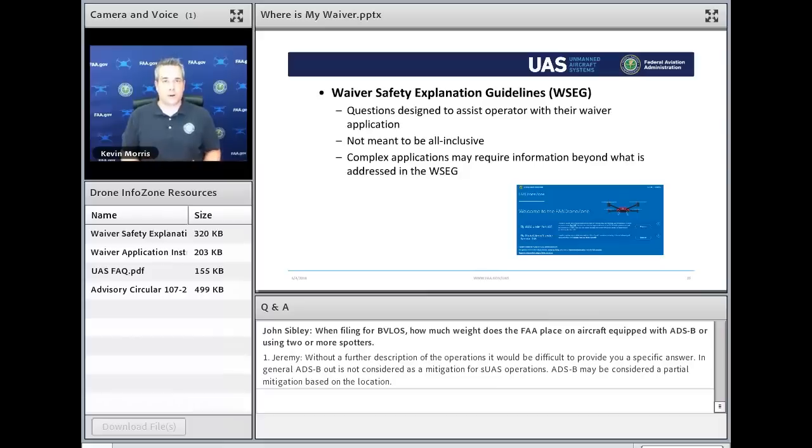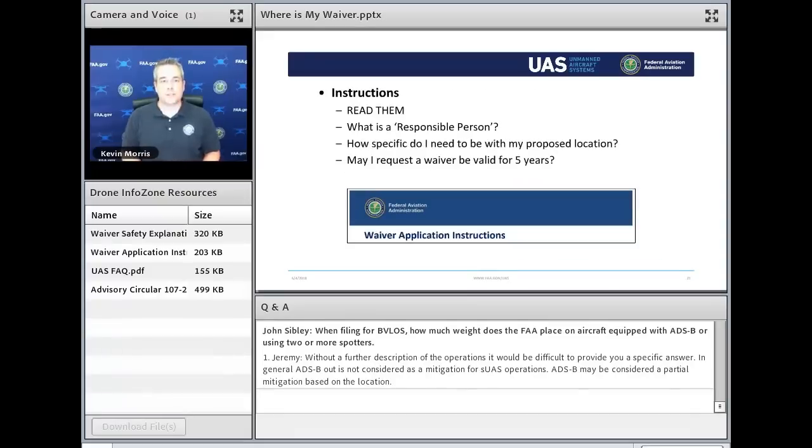It gives you a starting point. It gives you some questions based on the type of waiver you are seeking to help get you moving along the path to do a risk assessment, to help us understand what you intend to do and how you intend to mitigate the risks in your operation. And it's an extremely important document. So you should at least have that as your starting point when you begin the waiver application process.